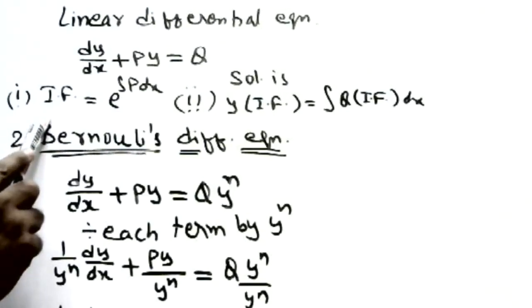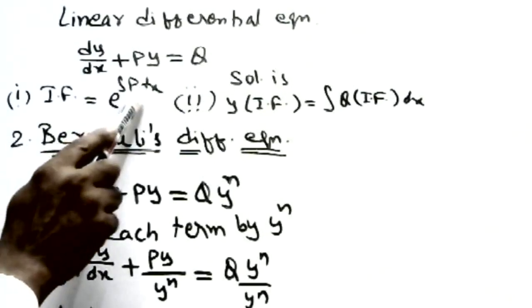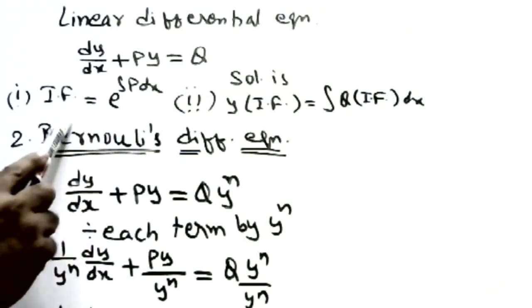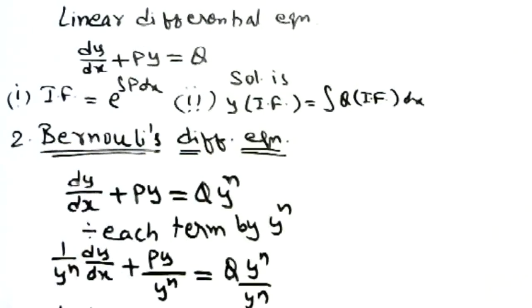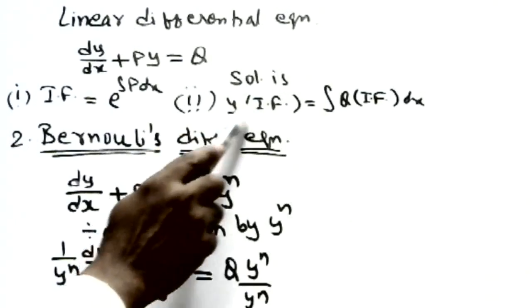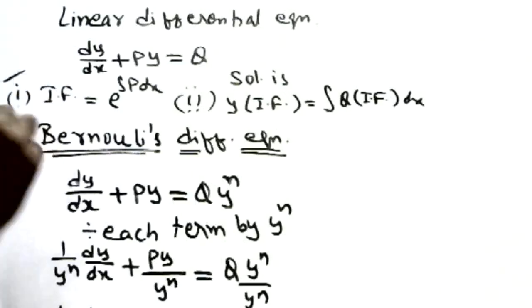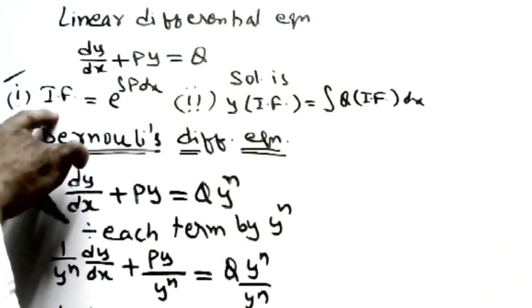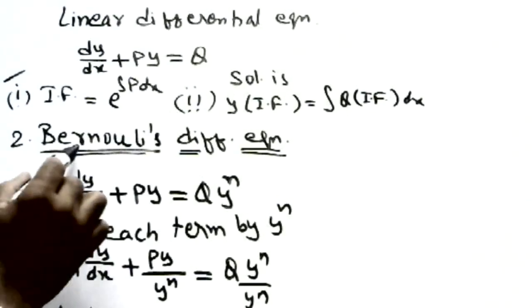In this, we have two steps. One is the integrating factor, whose formula is e to the power of integration p dx. The next step is the solution. The formula for the solution is y into the integrating factor equals integration of q into the integrating factor dx. We already did questions on this. I revised this because it will be used in the next procedures.